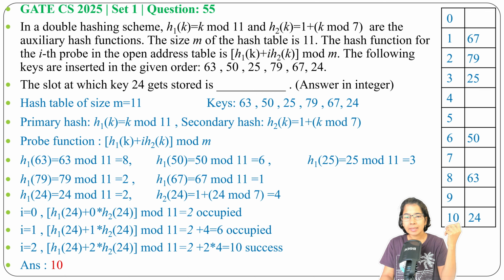In case of double hashing, first we'll check the primary hash function. If it is occupied, if it is filled, then we'll check the secondary hash function and we'll check the hash function for the ith probe. The i value can be 0, 1, 2, 3 till we get a proper position for inserting that key. Here for i equal to 2, we got the 10th index. The 10th index is empty, so we can insert 24.